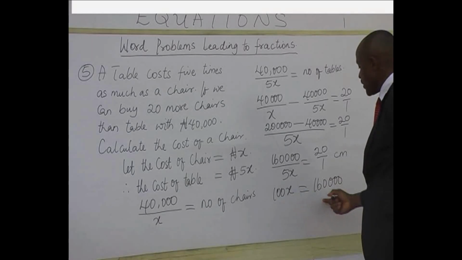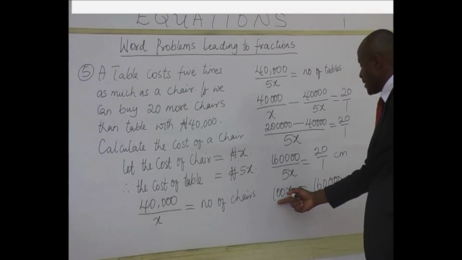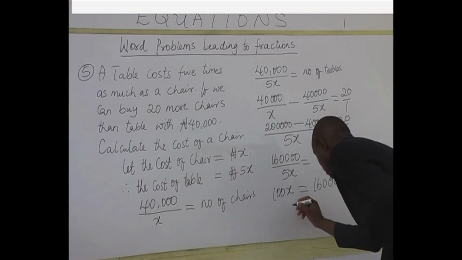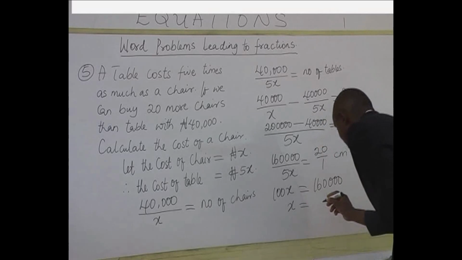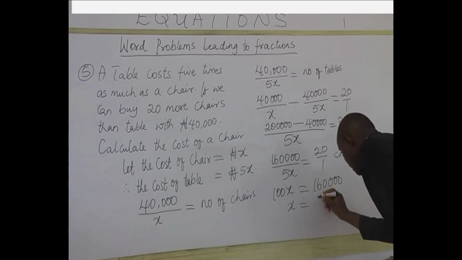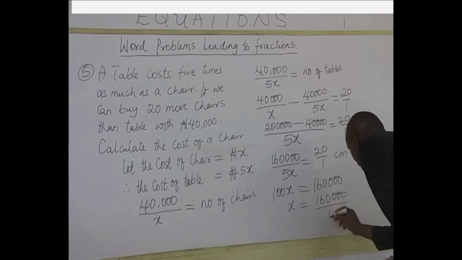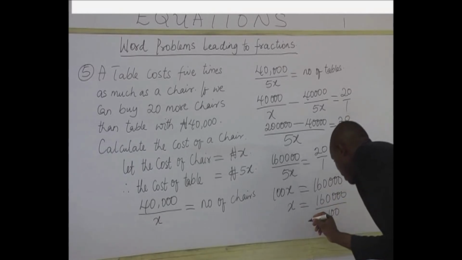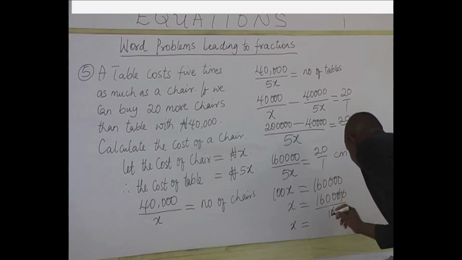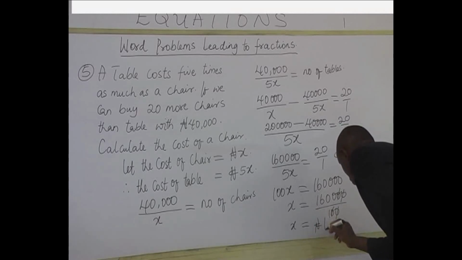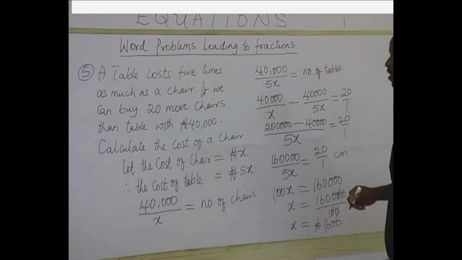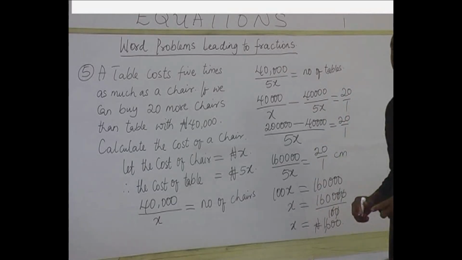Now, divide both sides by 100 so as to eliminate 100 from the coefficient of x on the left-hand side of the equation. If you do that, you'll be left with x only on the left-hand side, and on the right-hand side you have 160,000 divided by 100. 160,000 divided by 100, which is the value of x, will now be 1,600 naira. That becomes the value of 1 share.